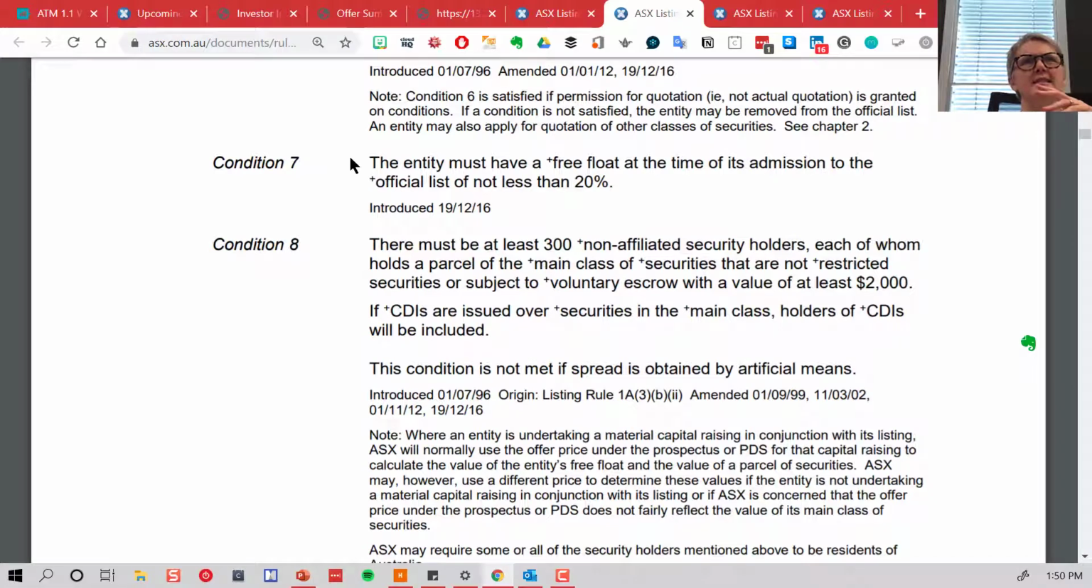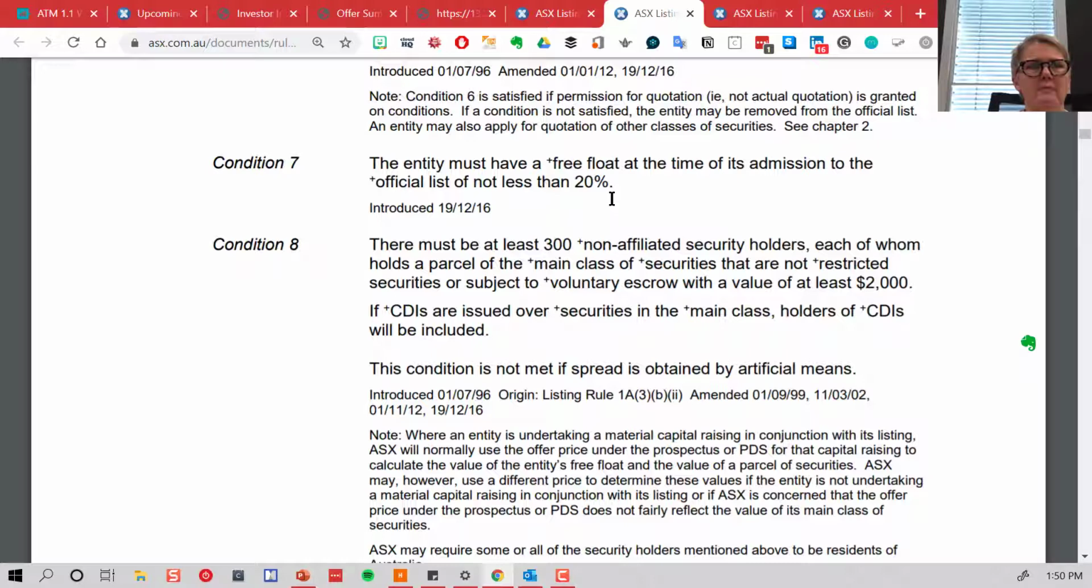All right, this is a relatively new rule. The entity needs to have a free float at the time of its admission of not less than 20%. In other words, 20% of the shares that are being quoted need to be held by people who are not insiders to the company. So not founders, not the original promoters, not the underwriter, new people, usually.